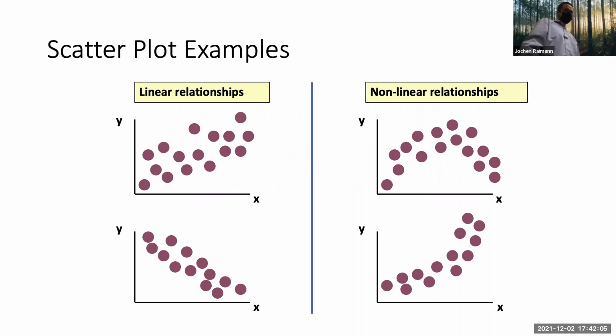So examples of scatter plots are given here. As the simplest case, you have a linear relationship, where essentially you can fit a line through. Then you have a nonlinear relationship, where this line would not be a line, but would need to be a function, a certain mathematical function describing the shape of this association.